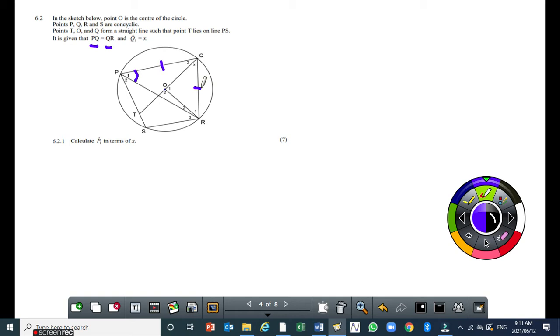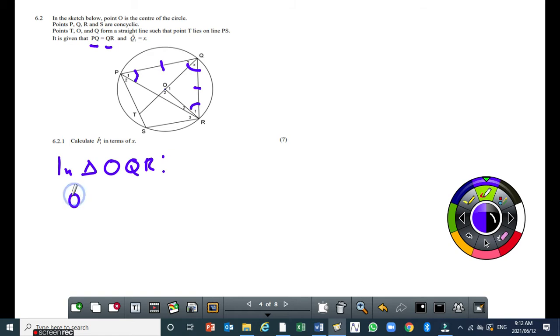So if I want to find P1, my suggestion is find the size of angle R1 first. If this is X, right, OQ is a radius, and OR is also what? A radius. So we'll say in triangle OQR, right? If you're dealing with triangles, always identify the triangle and name the triangle. So in triangle OQR, we are given angle X.